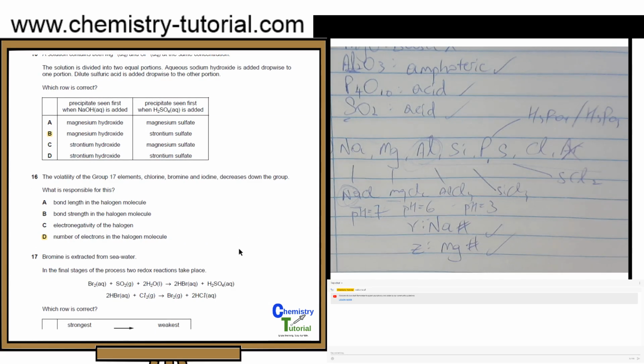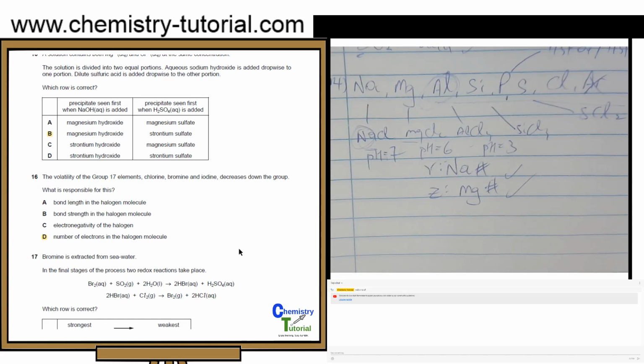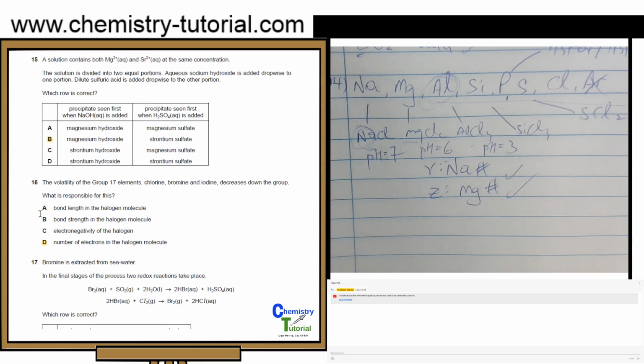Now for question 15, a solution contains both Mg2+ and strontium2+ ions at the same concentration. The solution is divided into two equal portions. Aqueous sodium hydroxide is added dropwise to one portion. Dilute sulfuric acid is added dropwise to the other portion. Which row is correct? Now to solve this question, we need to know our group 2 chemistry. In other words, we need to know the solubility.